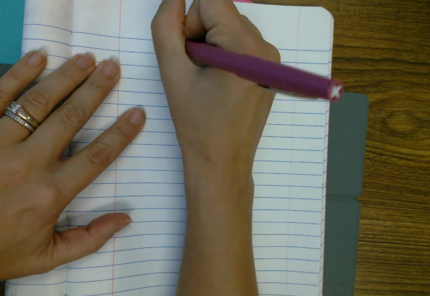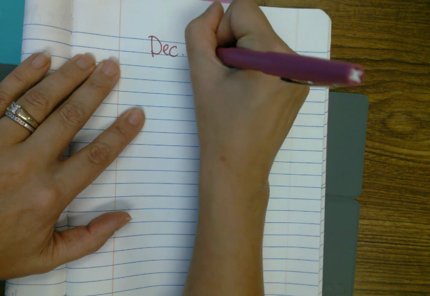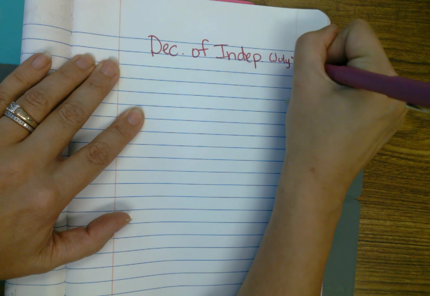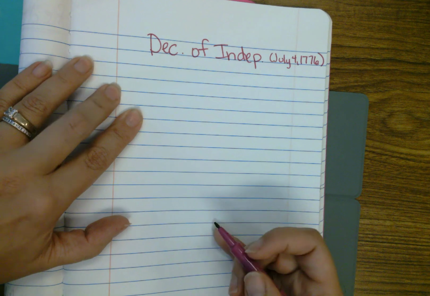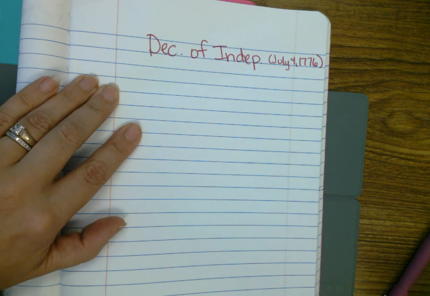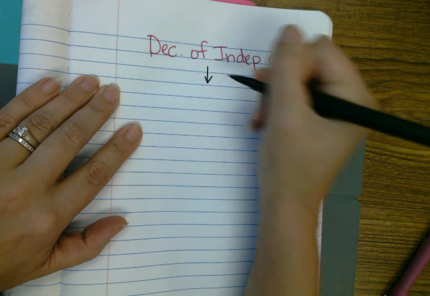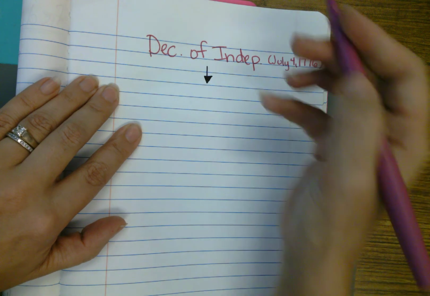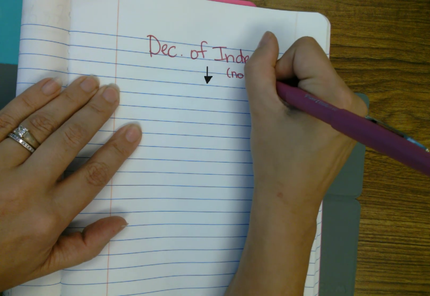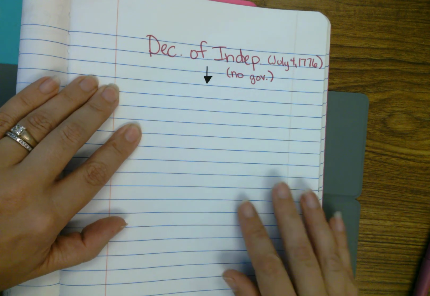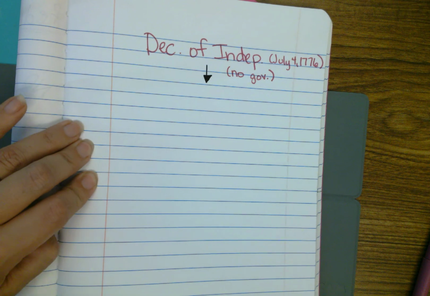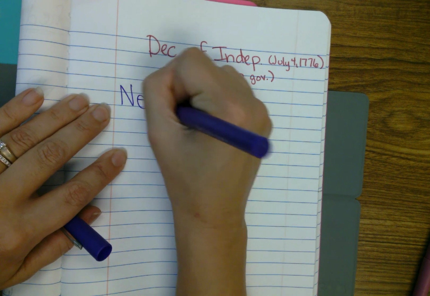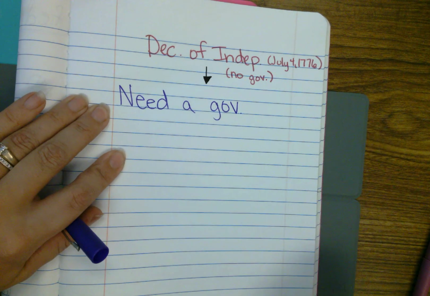All right. At the very top, I'm going to say the Declaration of Independence. We declared independence July 4th, 1776. We decided we no longer wanted to be a part of Great Britain. Because we declared independence on July 4th, 1776, that meant that we had no government. We were no longer a part of Great Britain. We had no king. And so that led us to need a government. And who do we know is going to write it?